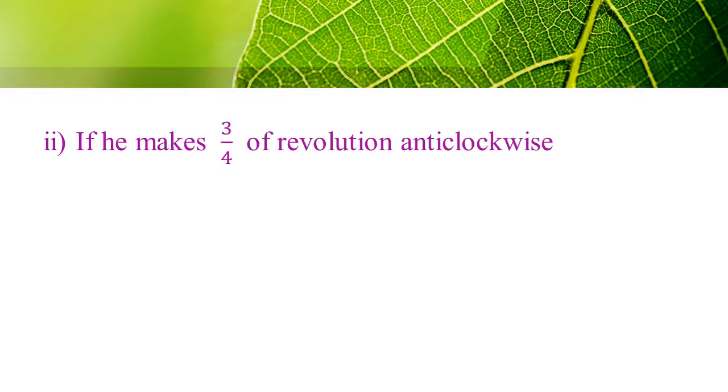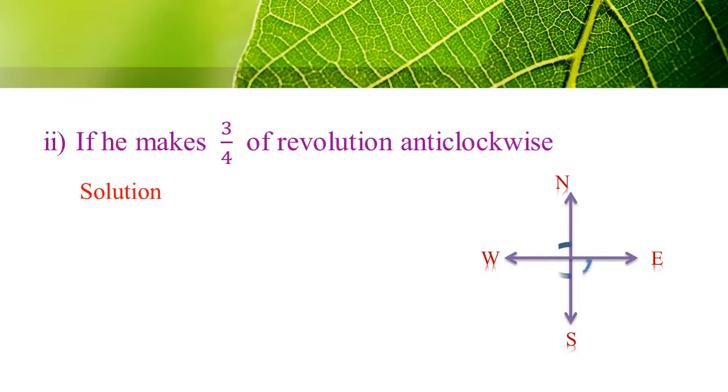If he makes 3 by 4 of revolution anticlockwise, so draw the directions. Anticlockwise means north, west, south, east, isn't it? So we have to move 3 boxes, isn't it? So he will face east. Direction faced equal to east.